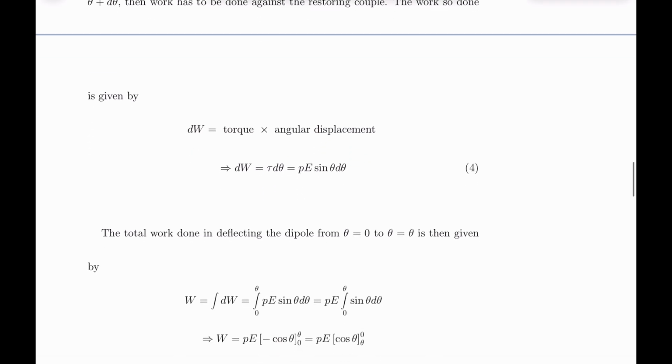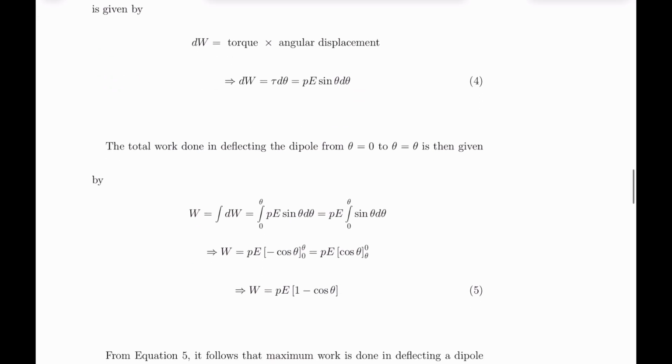And therefore, the total work done in deflecting the dipole from theta equal to 0 to theta equal to theta is given by the integral of equation 4. So W is equal to integral of dW, which is integral of PE sin theta, where the limits vary from 0 to theta. If you integrate it, this gives you W equal to PE into 1 minus cos theta.